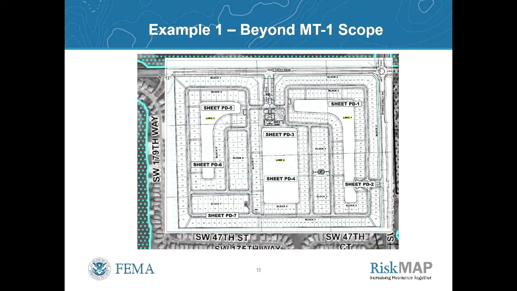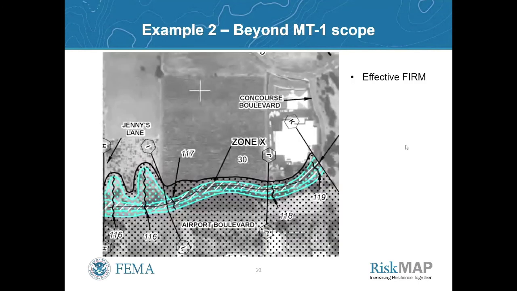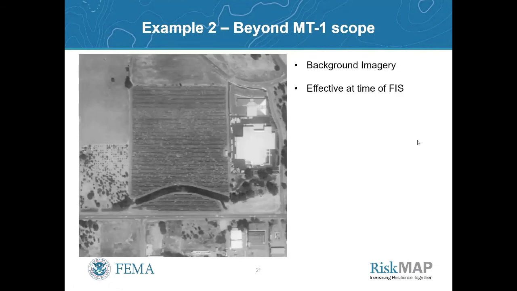The review of getting these ponds to see where they'll hold the water and what the new BFEs would be requires an MT2 review. So the second sub-bullet under BFE changes is relocation or elimination of a channel or other drainage watercourse. So in this example, I've pulled another screenshot of the flood insurance rate map. Here I pulled away the NFHL layer just to show you the aerial background.